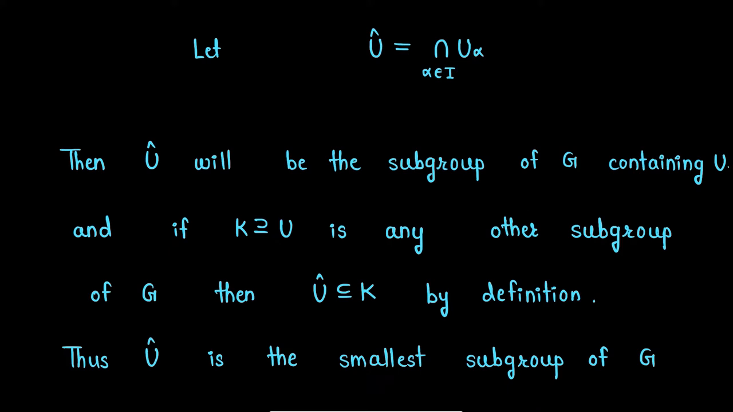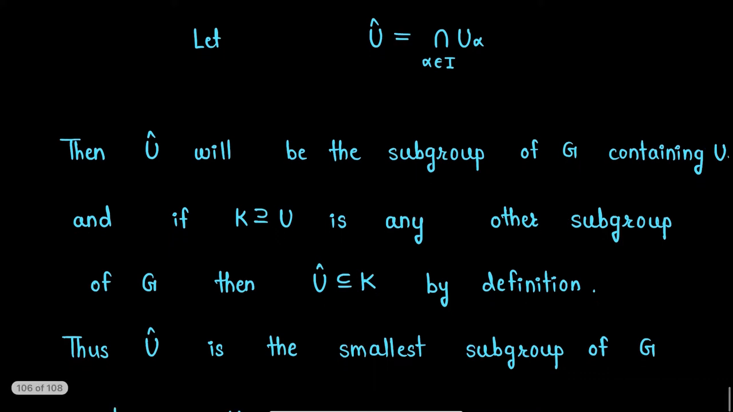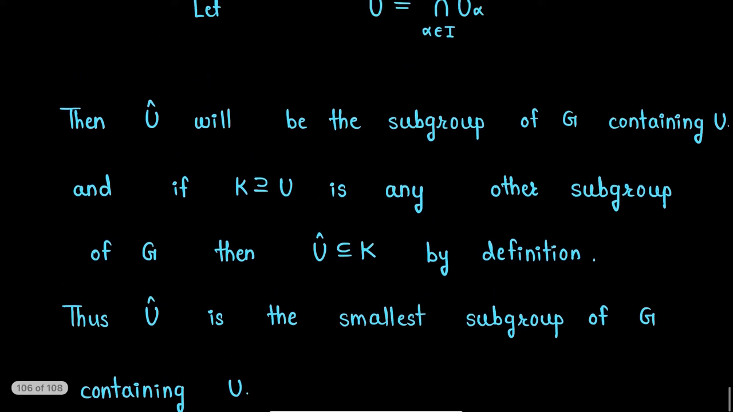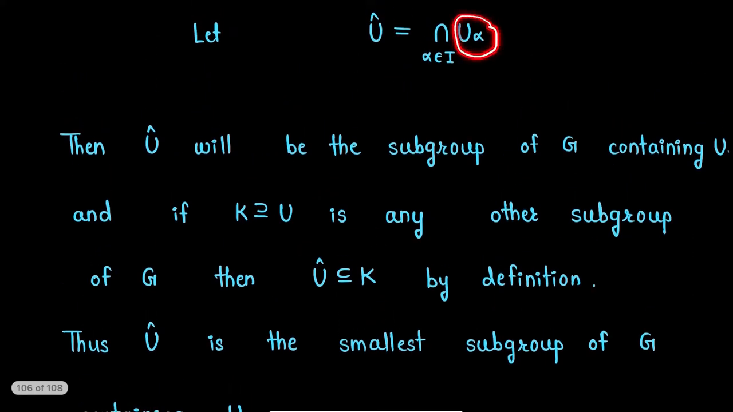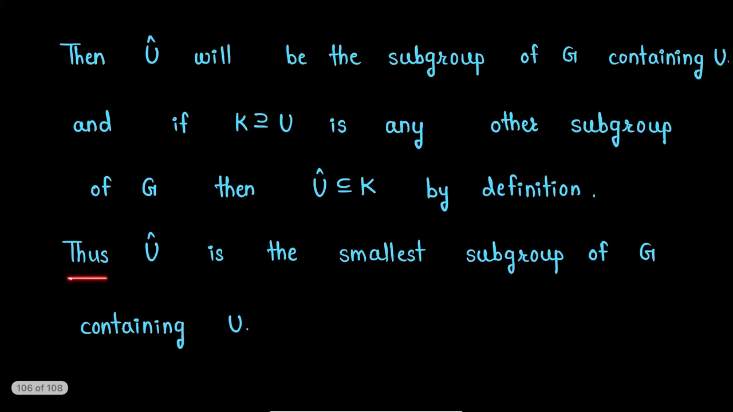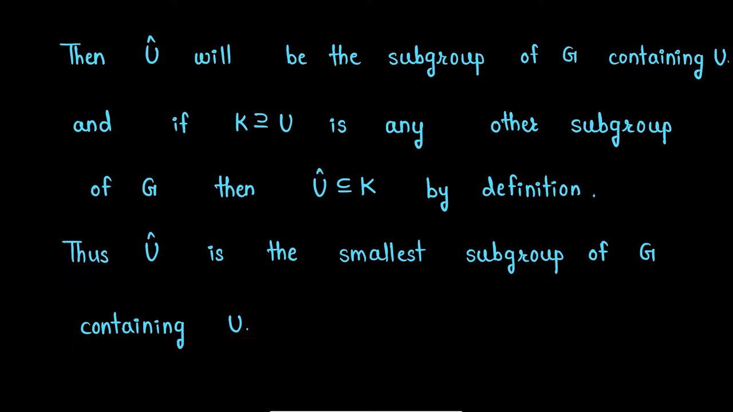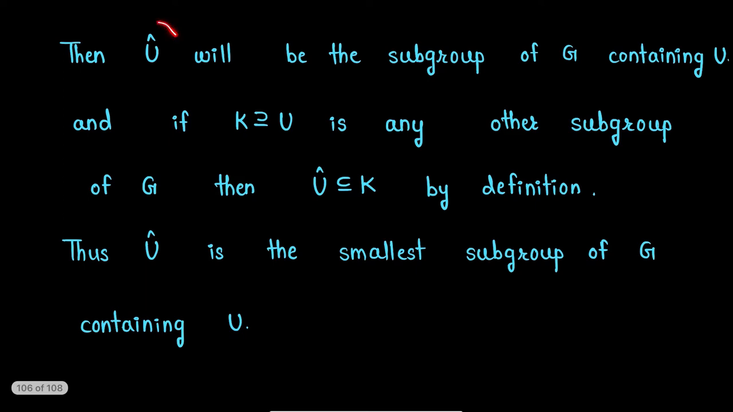Next we need to show that this U cap is the smallest subgroup of G containing U. For this, just observe that if K is any subgroup of group G containing U, then K will be some U alpha, so U cap will be a subset of K. Therefore we get that U cap is the smallest subgroup of G containing the subset U. Now we will find the nature of the subgroup U cap.